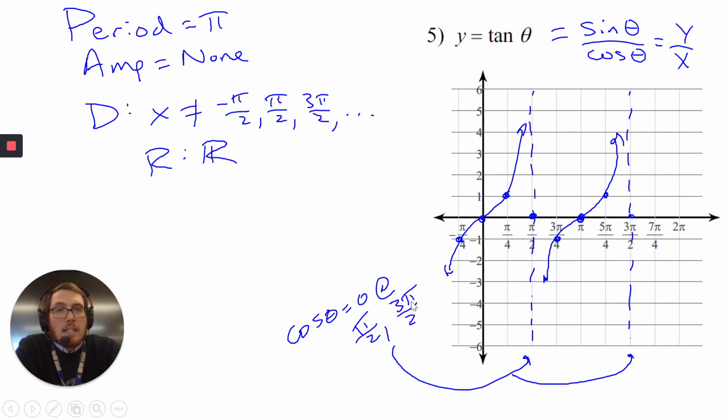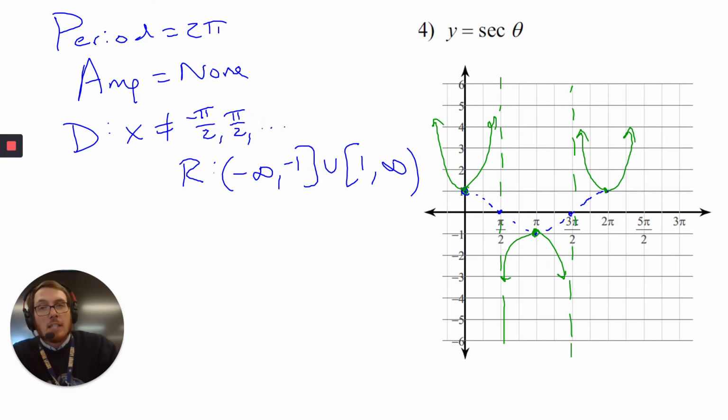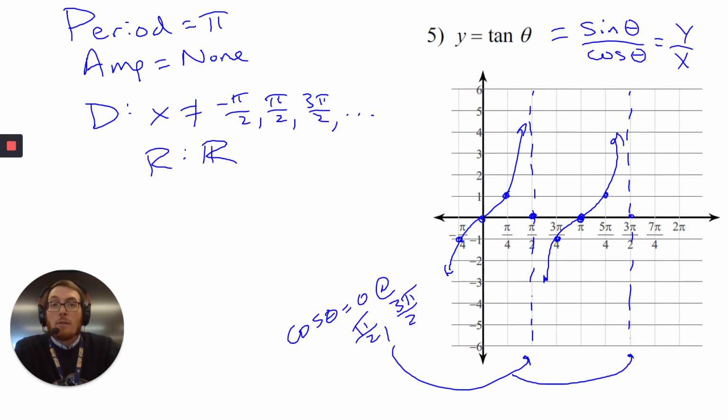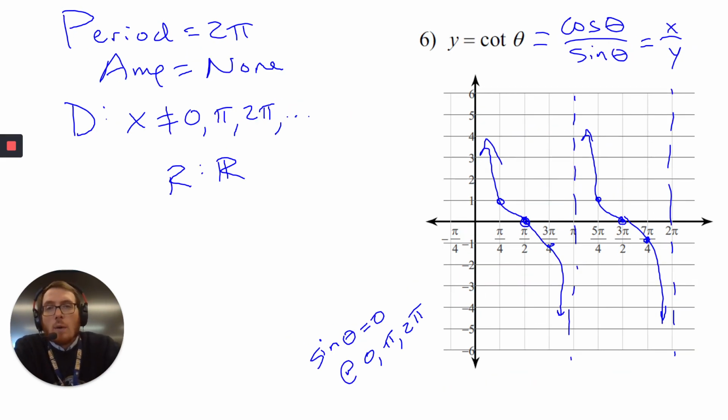And the reasoning is because tangent by definition is y over x or sine over cosine. So the asymptotes for tangent are wherever the asymptotes for secant would be, or wherever cosine is 0. So cosine is 0 at pi over 2 and 3 pi over 2, 5 pi over 2, etc., which means my tangent graph will have the same asymptotes. Now notice this graph is zoomed in a little bit, and the reason is because I want to be able to show where those numbers are coming from.